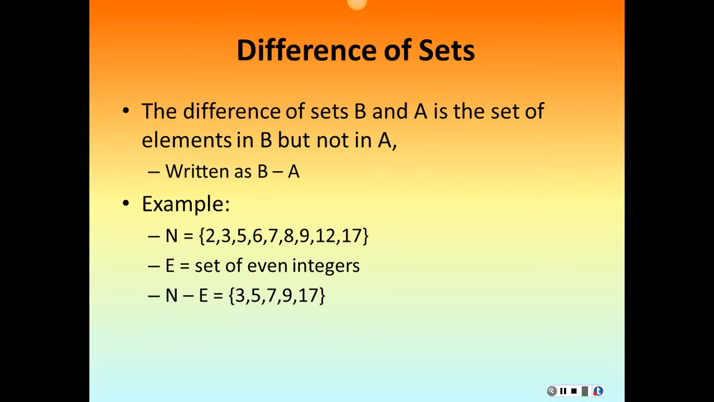So for example, if I have a set N that is 2, 3, 5, 7, and so on, and E is a set of even integers, the difference is all the elements that are in N but not in E. That is 3, 5, 7, 9, 17.